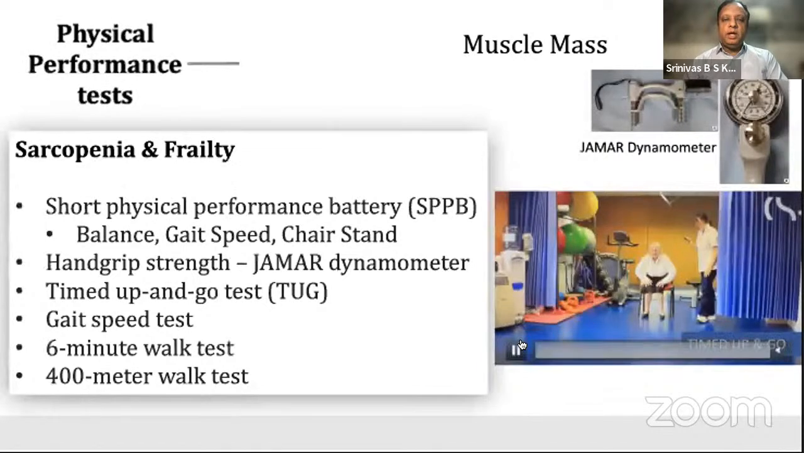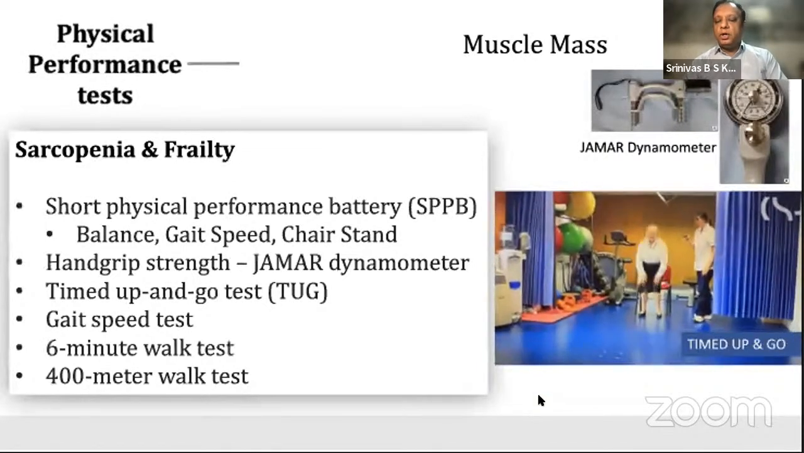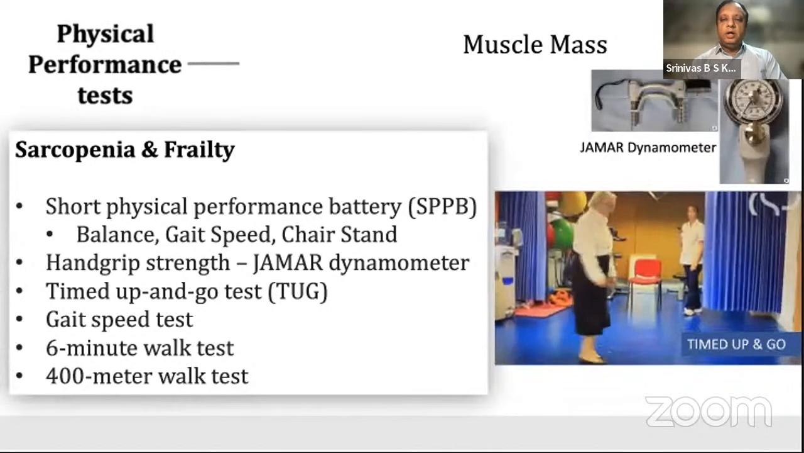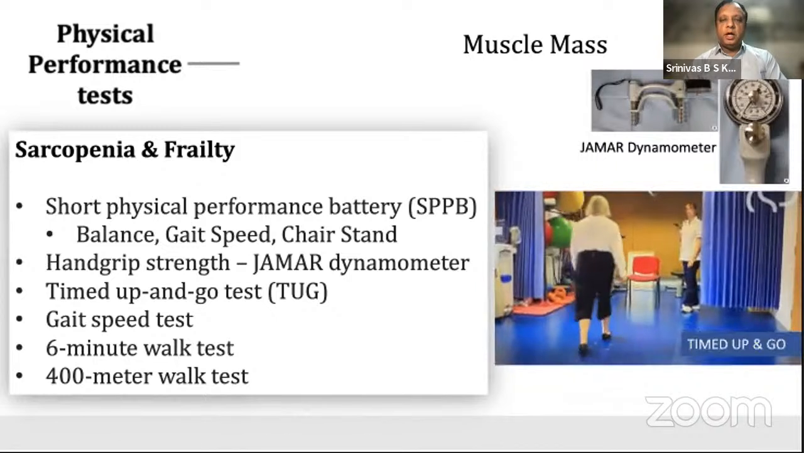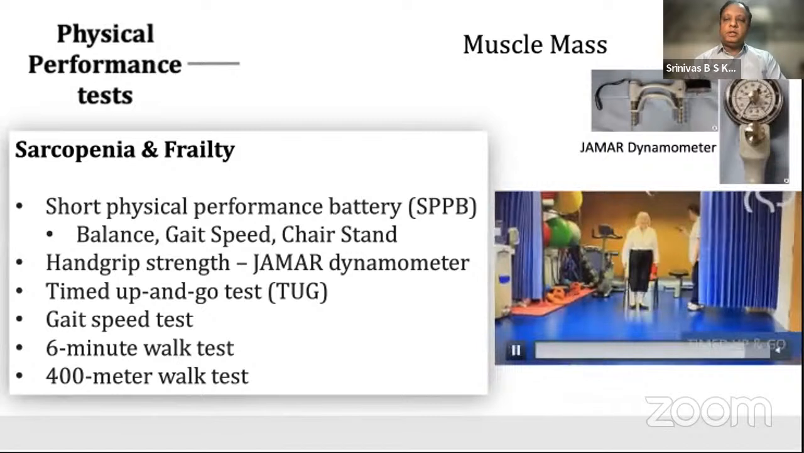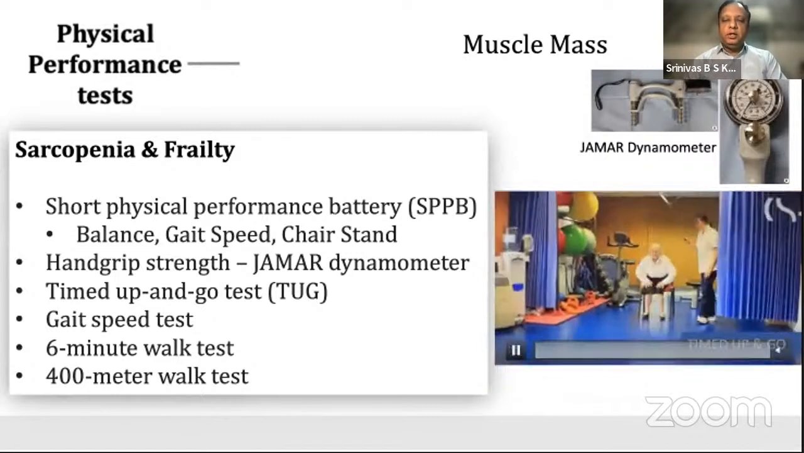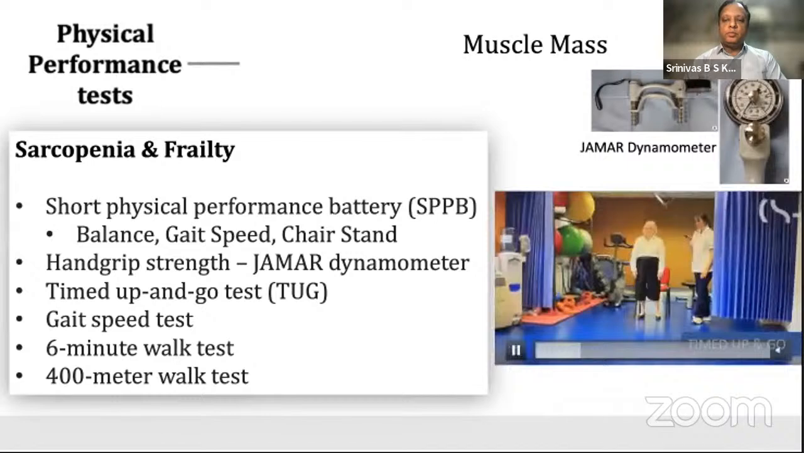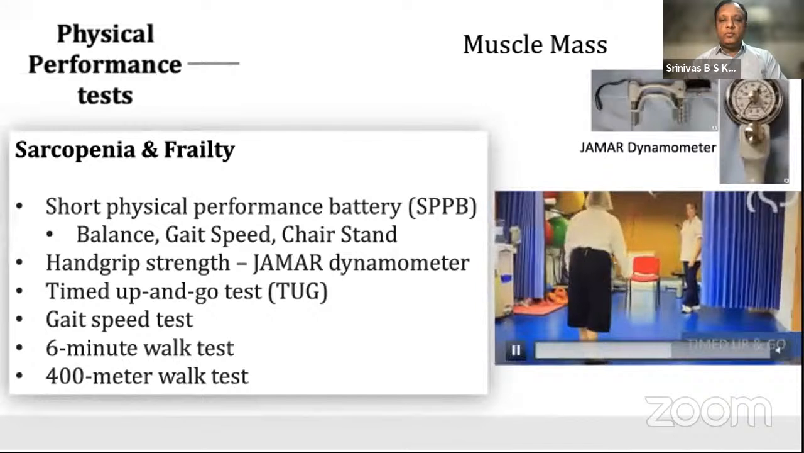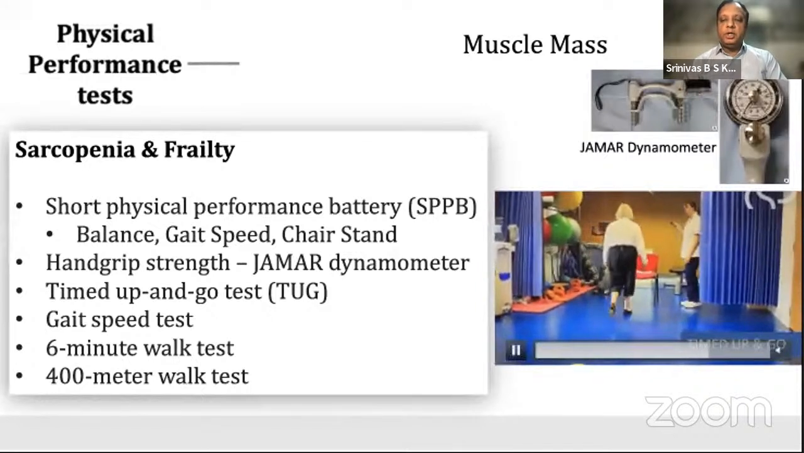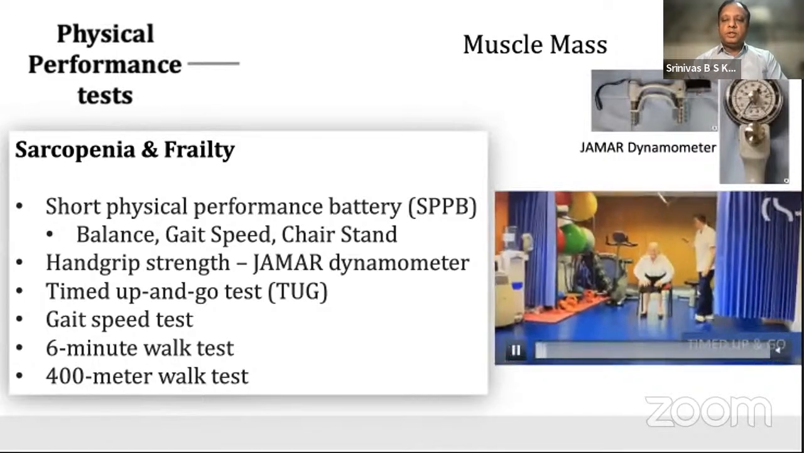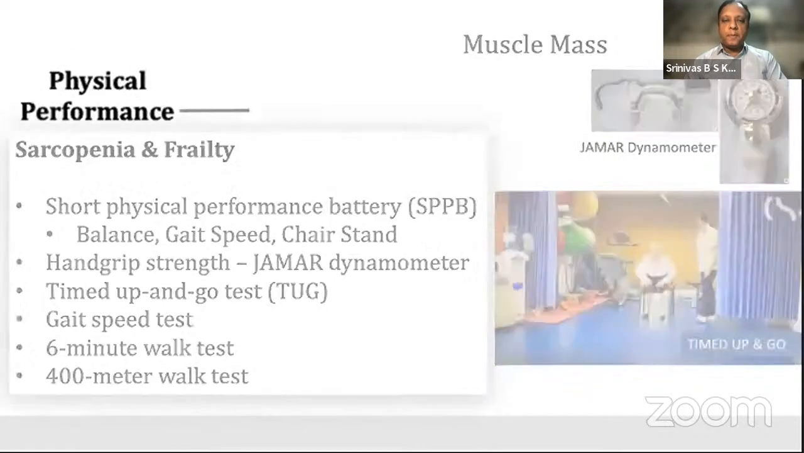Sarcopenia and frailty are important conditions associated with osteoporosis. These are diagnosed with clinical tests like grip strength using a JAMAR dynamometer, short physical performance battery to test gait speed and chair test. The timed up and go test is done to assess mobility, balance, and walking ability, and fall risk in older adults. That's a video from YouTube, actually, that shows the TUG test. So this is timed, less than 12 seconds is normal.